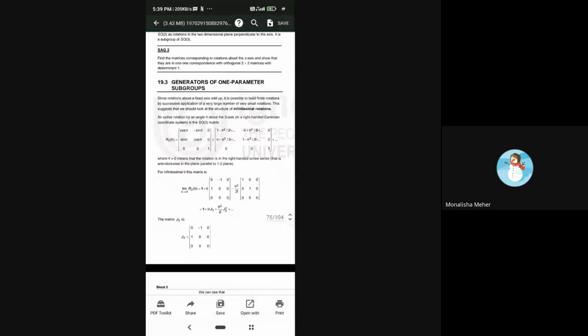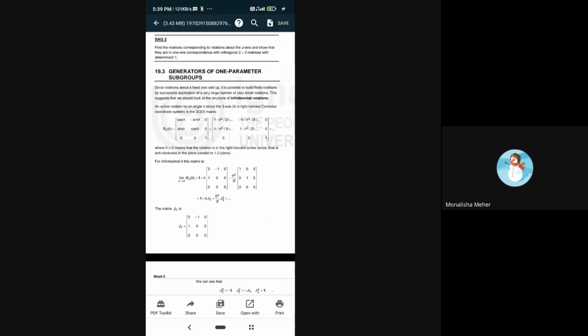Then, generators of one parameter subgroups. Since rotations about a fixed axis add up, it is possible to build finite rotations by successive application of a very large number of very small rotations. This suggests that we should look at the structure of infinitesimal rotations.